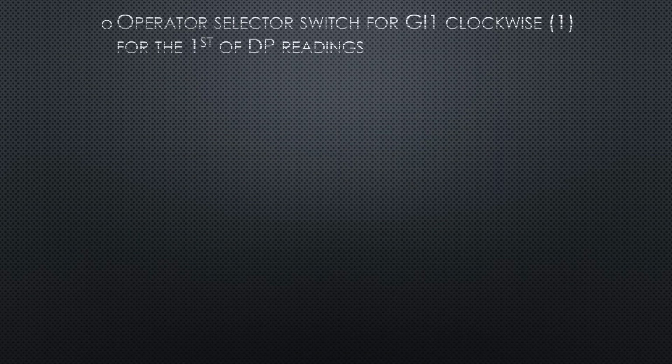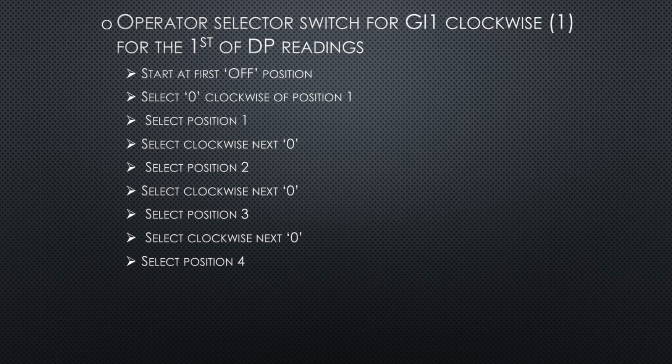Now I will show the operator selector switch for GI1 clockwise 1 for the first set of DP readings. First, we start at the 0 position and select clockwise position 1. Then equalize for a few seconds and read the DP as equalizer. Next, switch to position 1 and read the change in DP from the previous 0 position as DP lamina. Then select clockwise net 0, equalize for a few seconds and read the DP as equalizer. Select position 2 and read the change in DP from the previous 0 as DP elbow plus lamina.